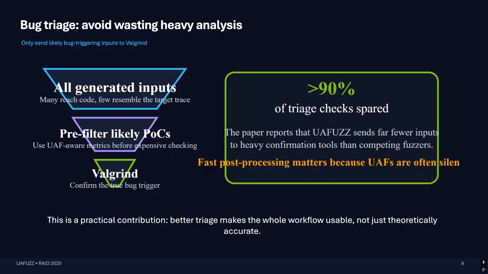How are we going to avoid wasting heavy analysis? It might seem like a boring step, but this is actually really intuitive. Finding candidate inputs is one thing, but confirming whether they actually trigger a UAF is another. Many of you know tools like Valgrind. I'm sure many of you have used that.